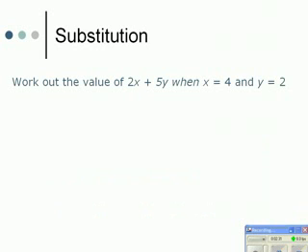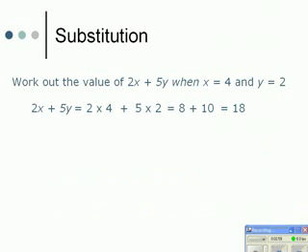Work out the value of 2x plus 5y when x equals 4 and y equals 2. So this time you're having to do a double substitution. We know that 2x is 2 times x, so that must be 2 times 4. And 5y is 5 times y, so that must be 5 times 2. So we've got 8 add 10, which is 18.